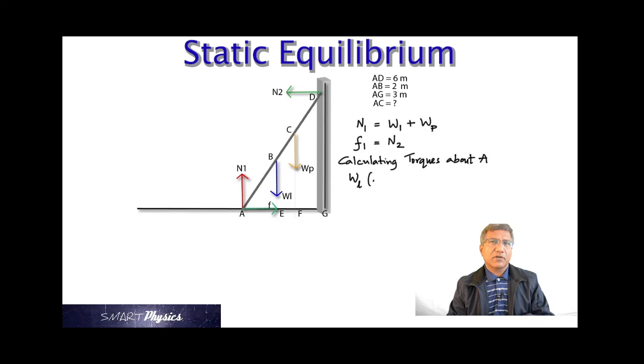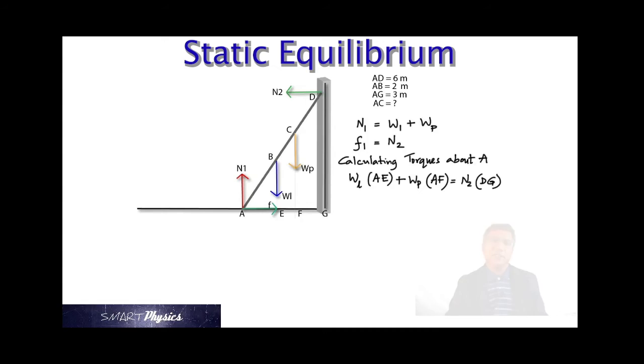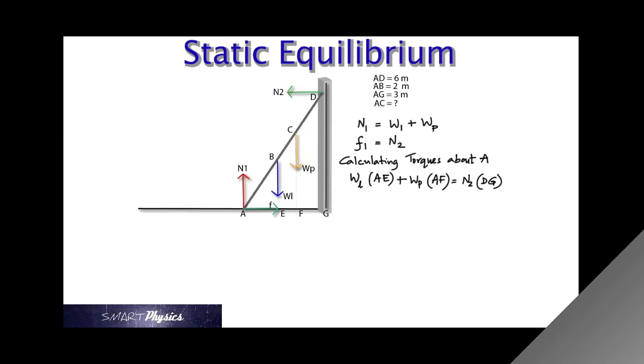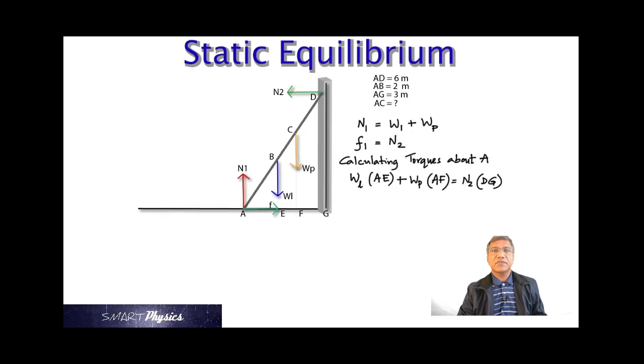There is one counterclockwise torque and two clockwise. So here are the clockwise ones. The weight of the ladder times AE plus the weight of the person times AF is equal to N2 times DG. Now what is left is to calculate by substituting into these two conditions.